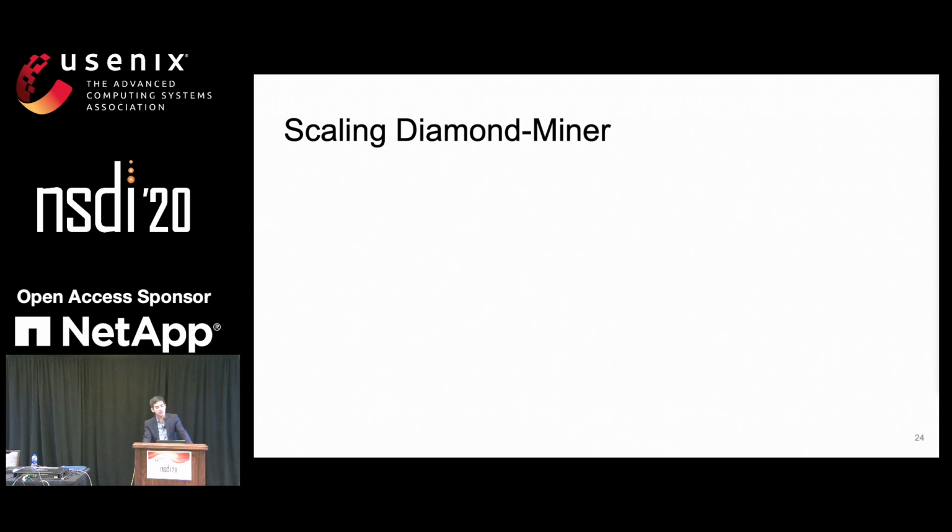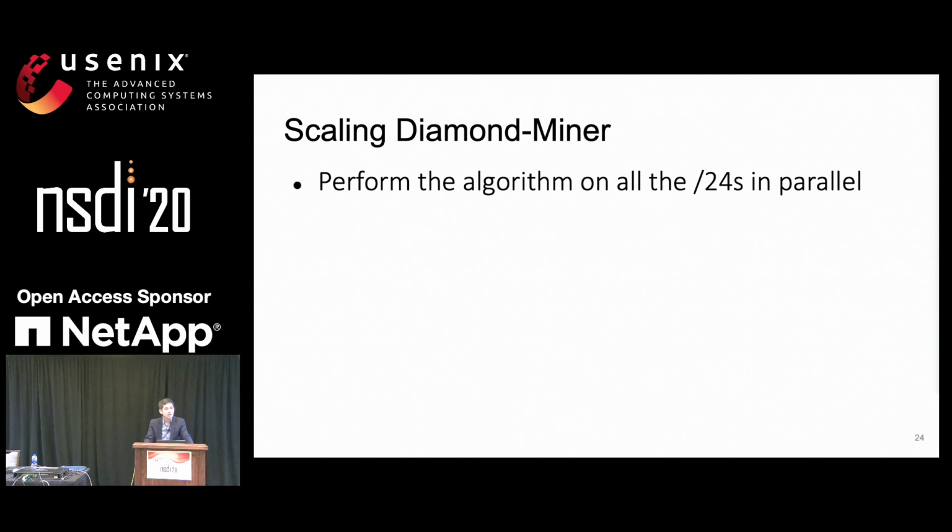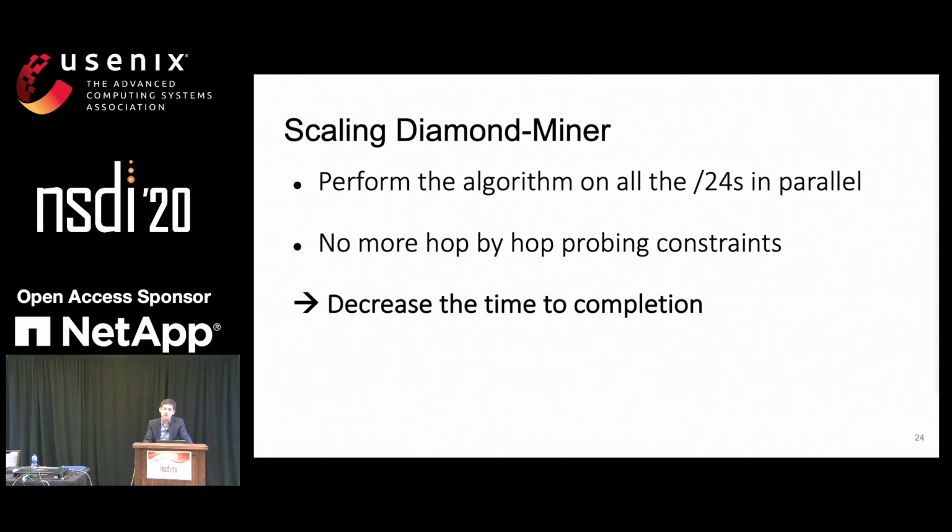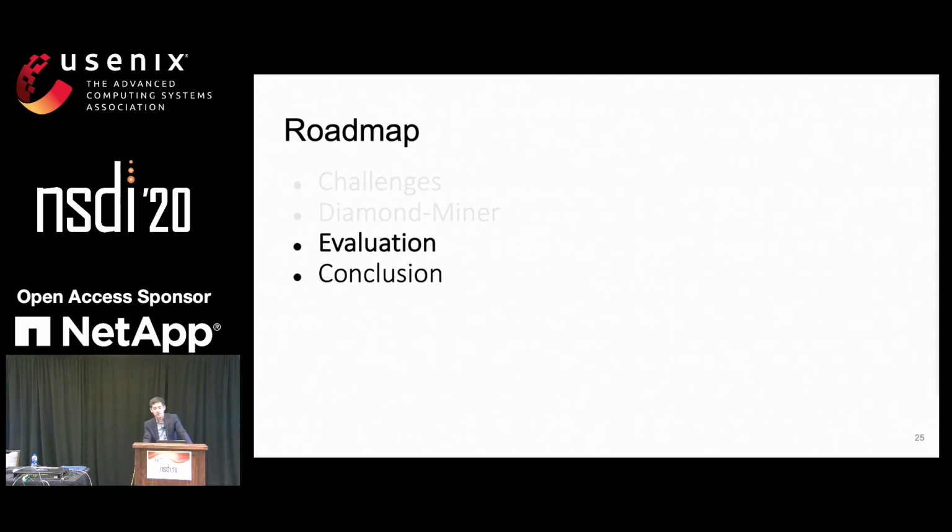We have shown this example of Diamond Miner on a /24 prefix, but actually Diamond Miner can perform this algorithm on all the /24s of the internet in parallel, because we are no longer constrained by the hop-by-hop probing technique that we've seen in the beginning of the talk. And we will see that it enables us to decrease dramatically the time to completion. So now that you have the details of the Diamond Miner algorithm, I'm going to give you a couple of results. First, some results about the system itself, and then some results compared to some state-of-the-art internet mapping systems.